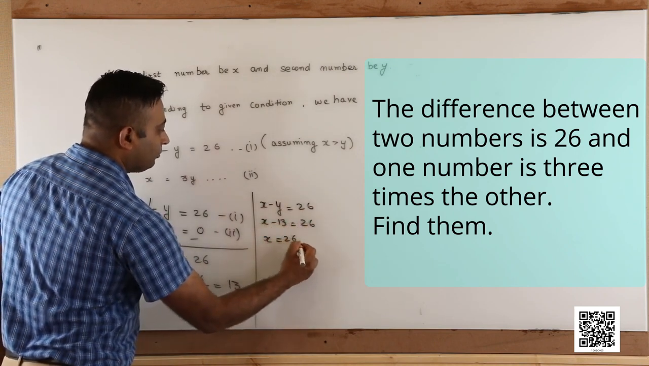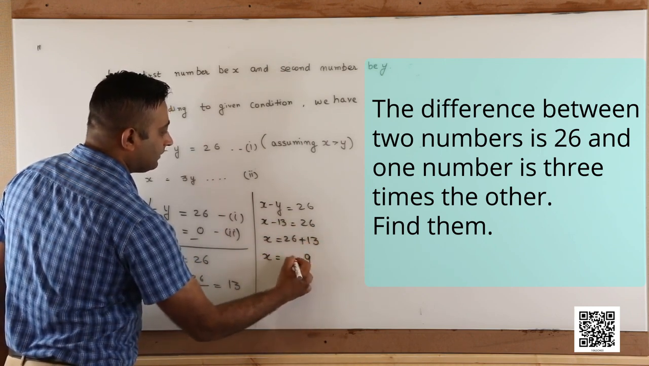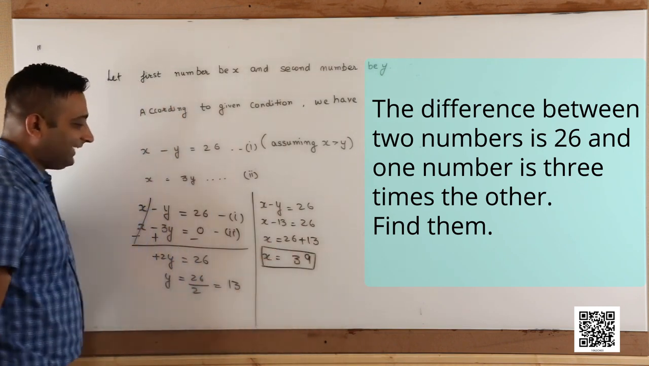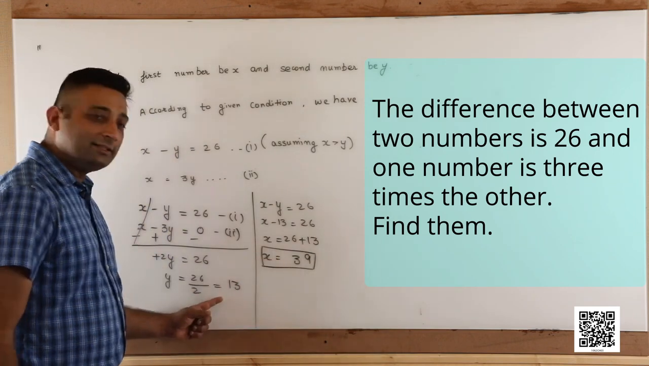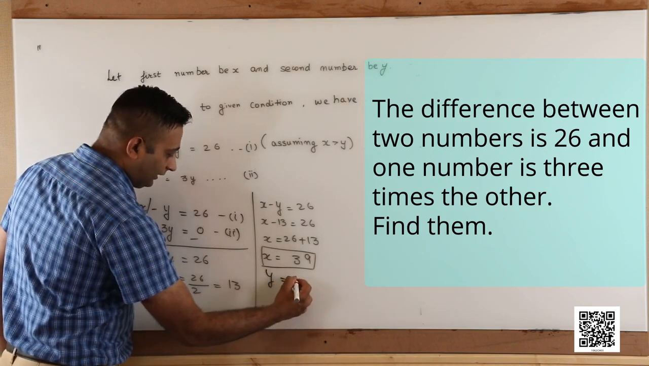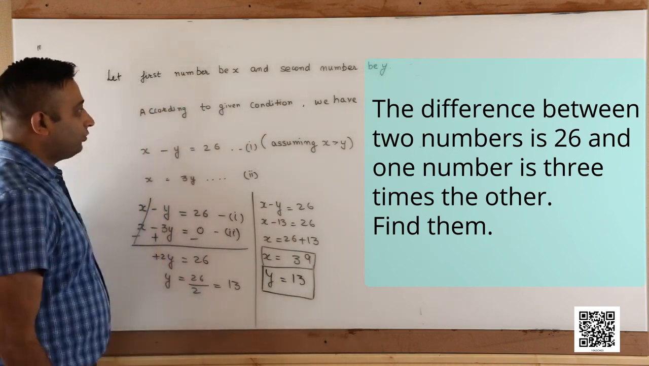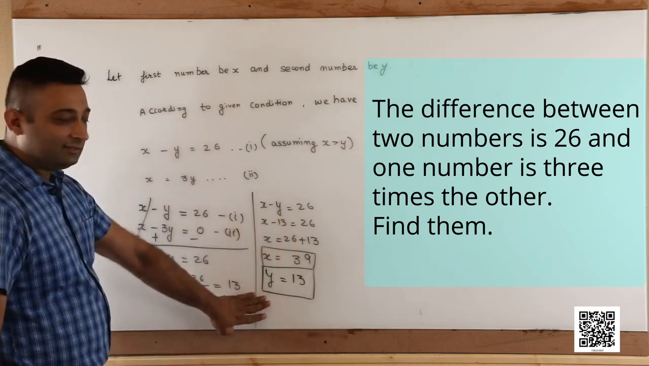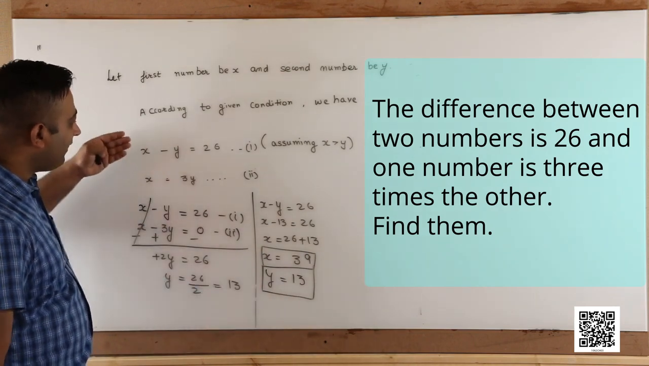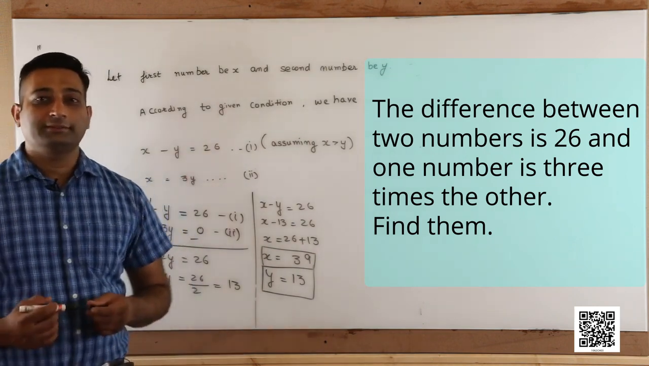That is x is equal to 26 plus 13. That is x is equal to 39. So we got the two numbers, that is 39 and 13. These are the two numbers. x is equal to 39 and y is equal to 13. So if we want to check that these are the two numbers satisfying these two conditions, we can put the values of x and y in these two equations to verify this.